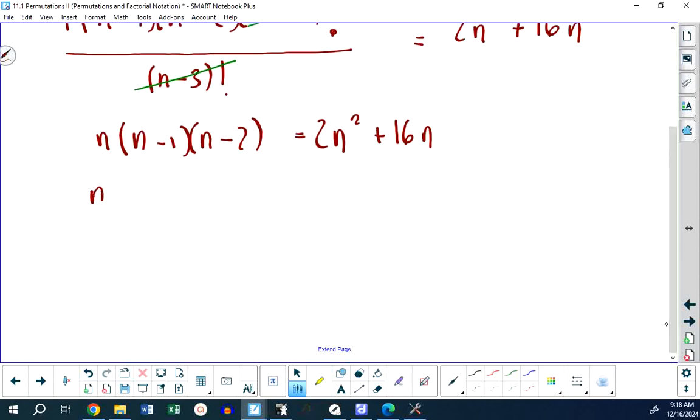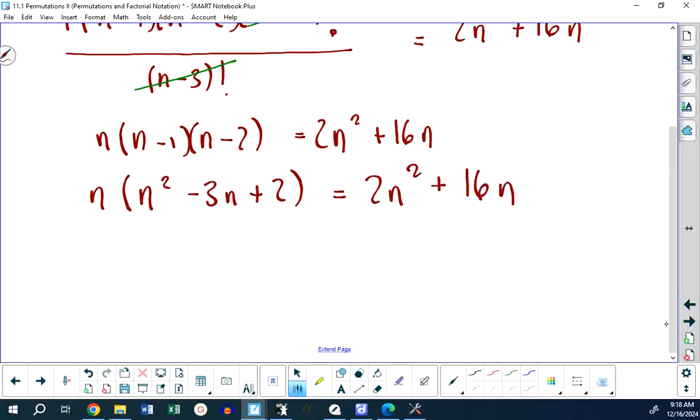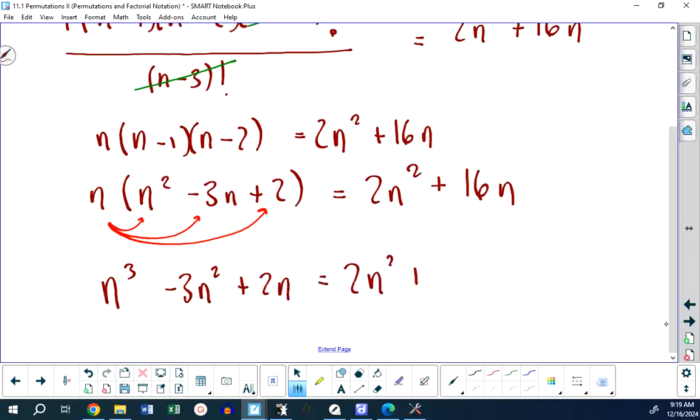If I expand this out, actually, you know what? We're not going to have to cheat the system. I'll show you why in a second. When I expand the n minus 1, n minus 2, I get n squared minus 3n plus 2. I still need to multiply this n in and get n cubed minus 3n squared plus 2n is equal to 2n squared plus 16n.